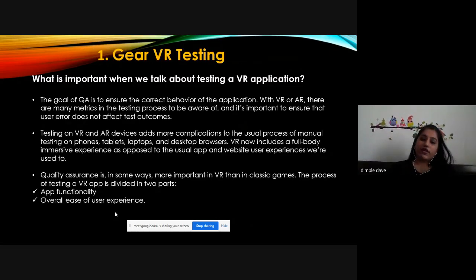What is important when we talk about testing a VR application? This is the most important thing and a core part of this session. The goal of QA is to ensure the correct behavior of the application. With VR or AR, there are many metrics in the testing process to be aware of, and it is most important to ensure that user error does not affect test outcomes. This is the basic goal of a tester when assuring any kind of product, right?